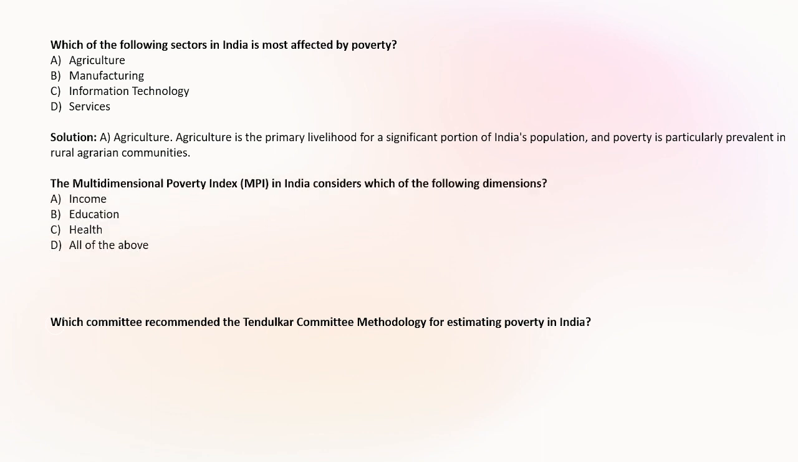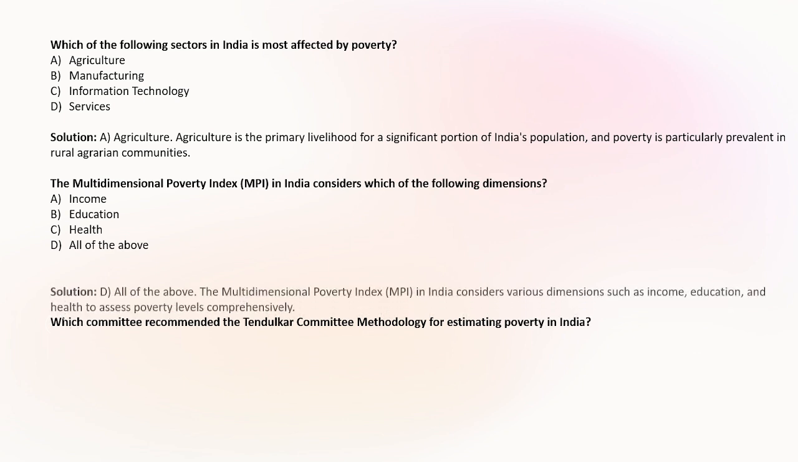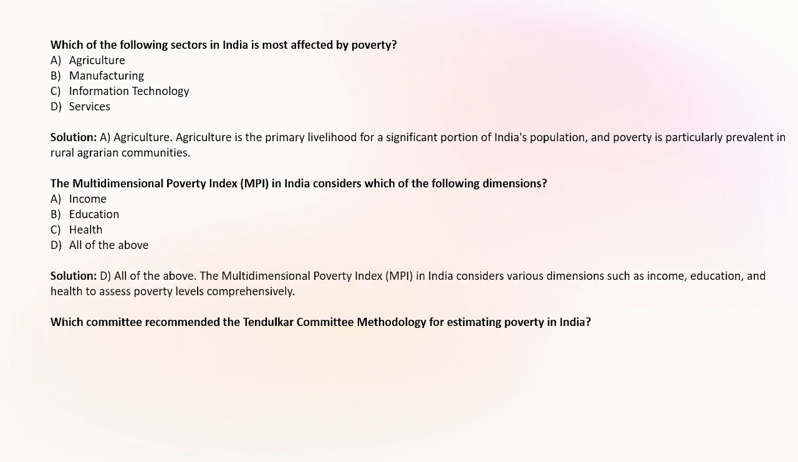The multidimensional poverty index considers which of the following dimensions? Is it income? Is it education? Or is it health? Or all of the above? It is all of the above because it is multidimensional. It will consider every sphere wherever required. So it considers income, education, and also health, everything, to assess poverty levels comprehensively.